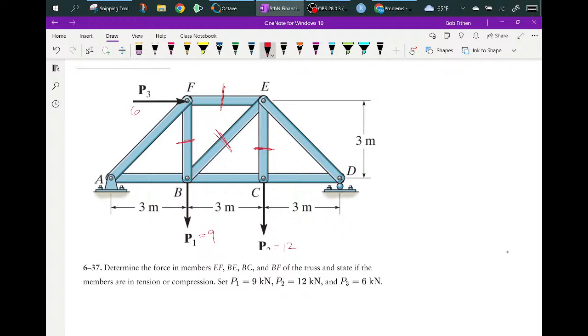Where's B? Wait, I marked EC. Oh, I marked. Okay, wait a minute. I marked that. Which one did I? Okay, wait a minute. EF. Oh, BC. Why does he have this extra member in here? EF, BE, BC, BF. He just wants this one to make me work extra. I'm going to ignore him making me work, and I'm just going to do this. So I'm going to slice it like this.